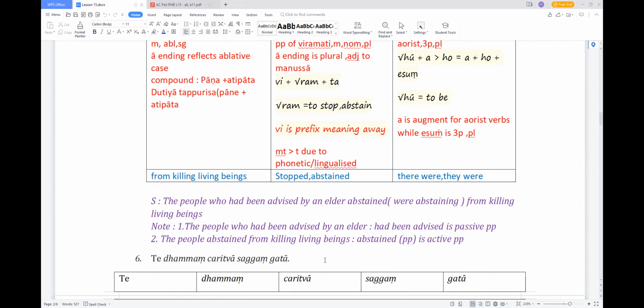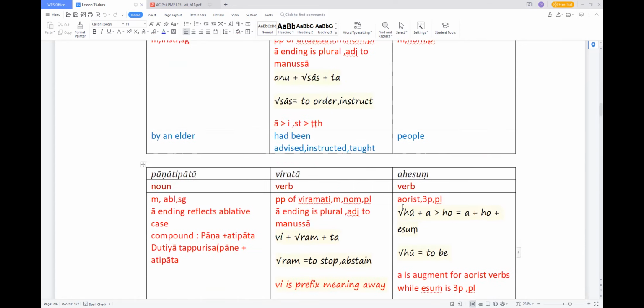So the note here is that you can look at the past participle verb in two ways. One, the people who have been advised by an elder. Here have been advised is considered a passive past participle. And the other one: the people abstain from killing living beings. So the abstain here, a past participle, is an active past participle. Okay, that's all, Saji.